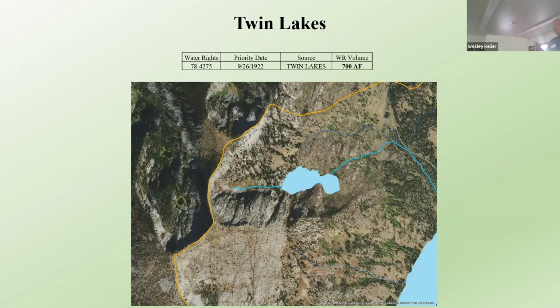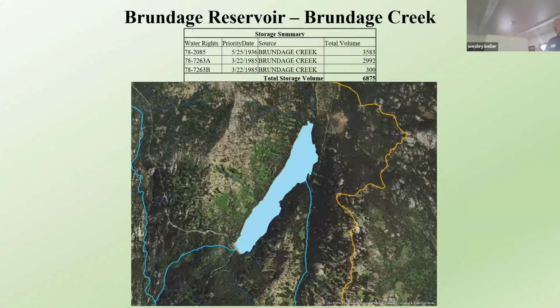And then lastly, we have Brundage Reservoir, which is an impoundment of Brundage Creek. So again, the source is Brundage Creek. And it also has 3 water rights associated with it and authorizes the total storage volume of 6,875 acre feet in a year.